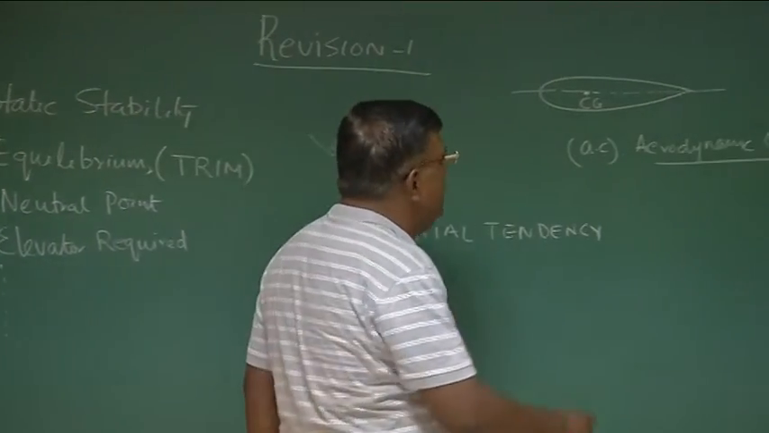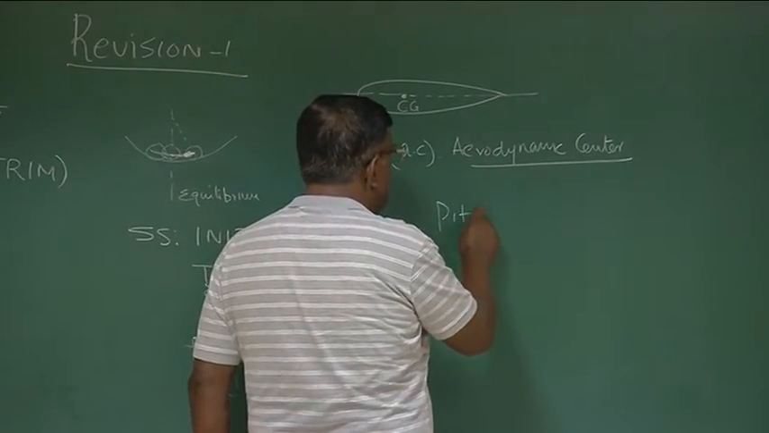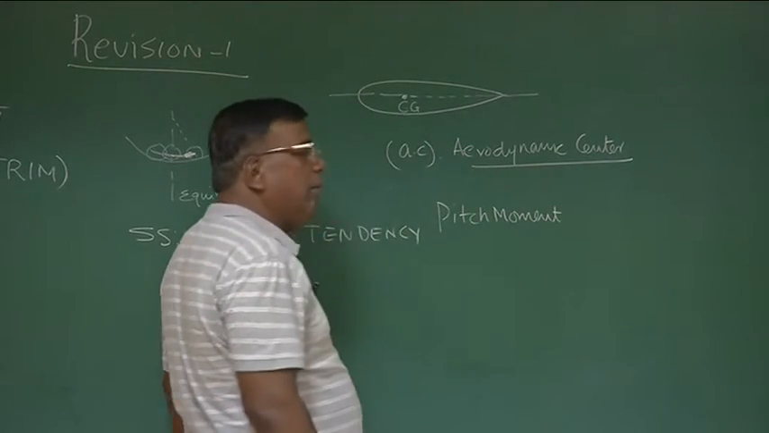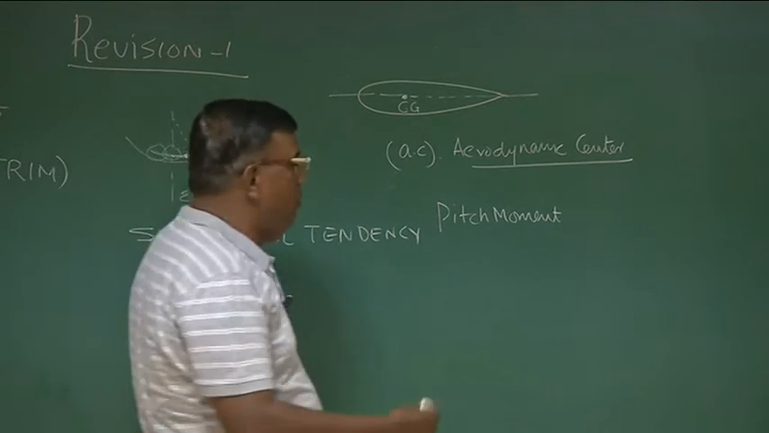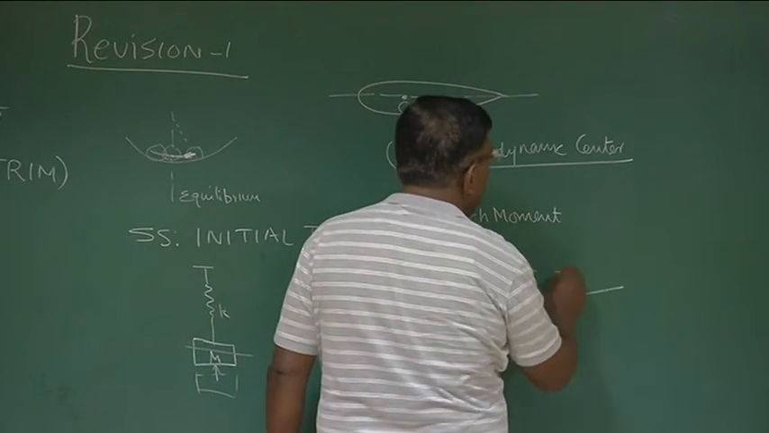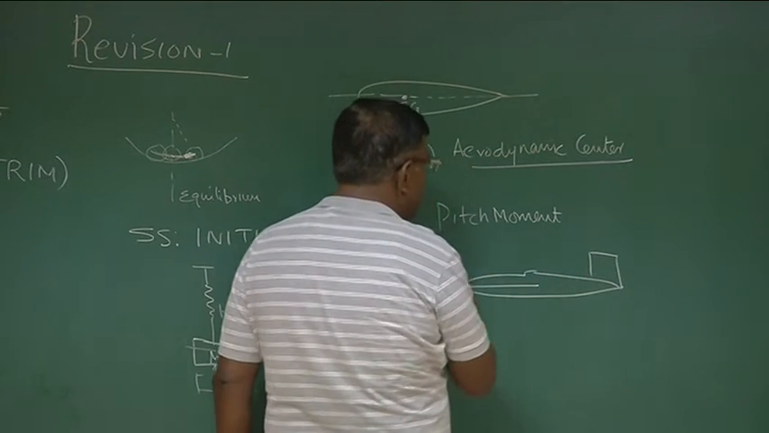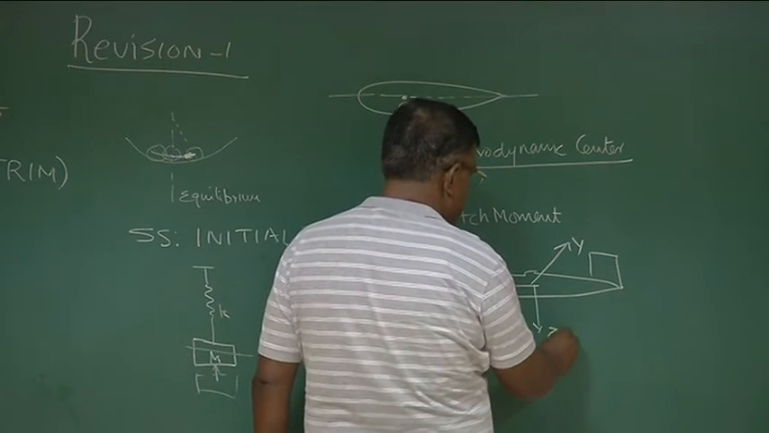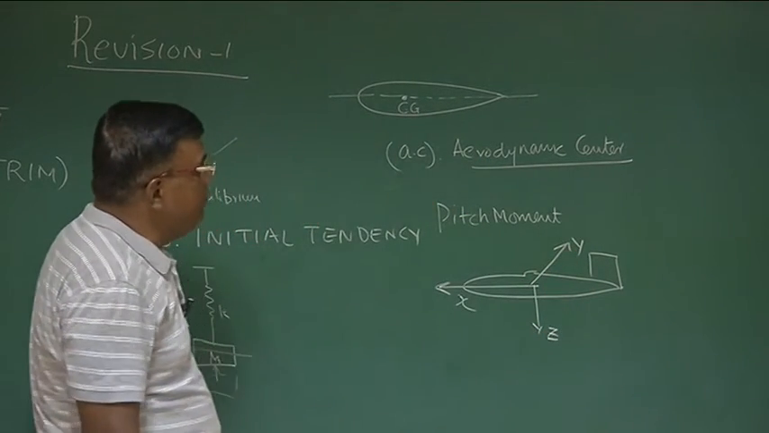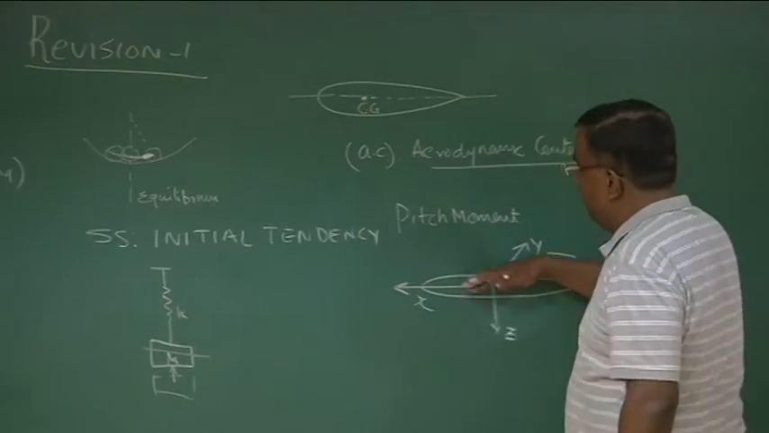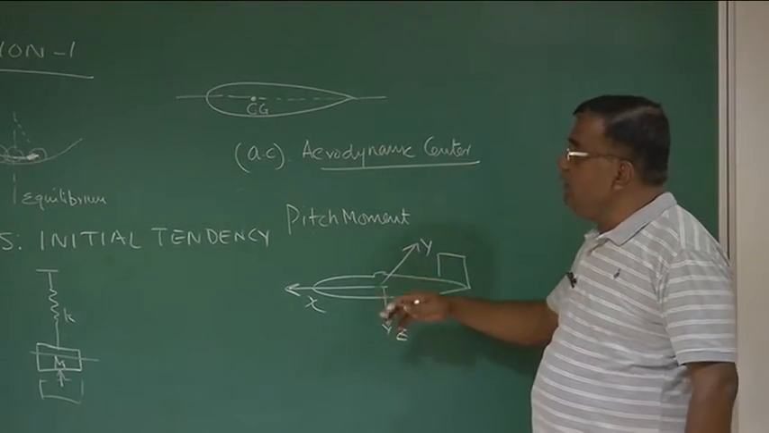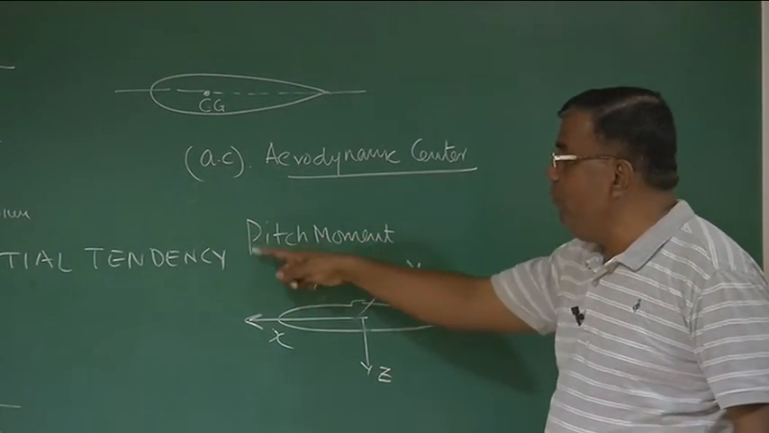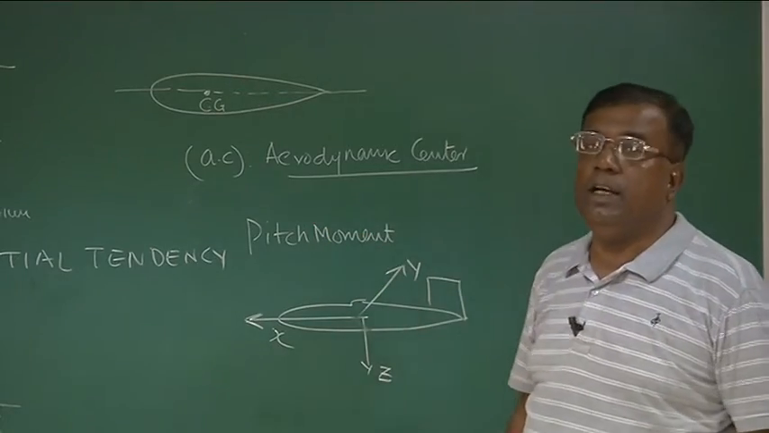What is the pitching moment? Pitching moment is the moment about the aircraft y-axis. What is the aircraft y-axis? We have been following this convention: if this is x, this is y, and this is z, the right-hand system. So pitching moment is about the y-axis. Okay. So what is aerodynamic center? It is that fictitious point about which this pitching moment is independent of angle of attack.